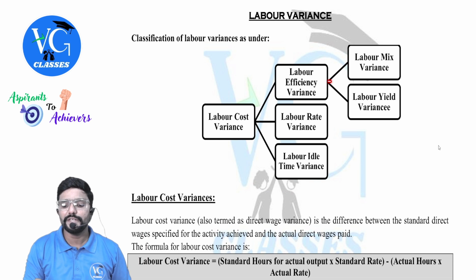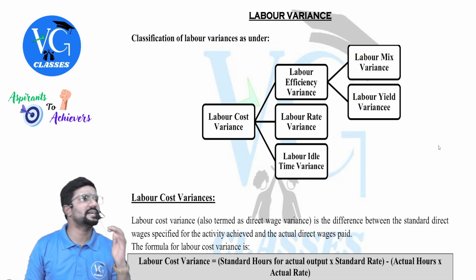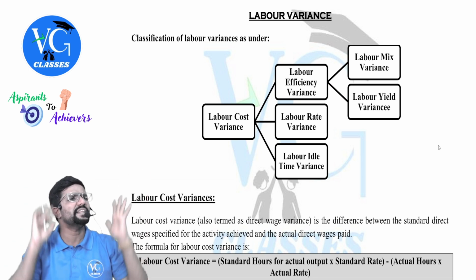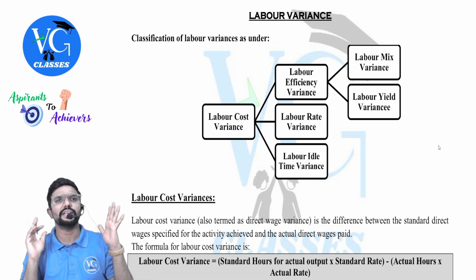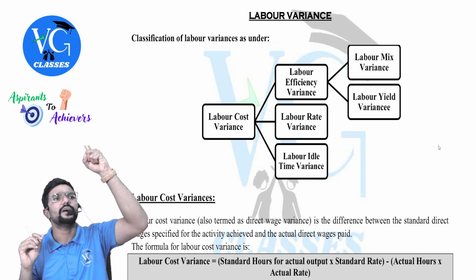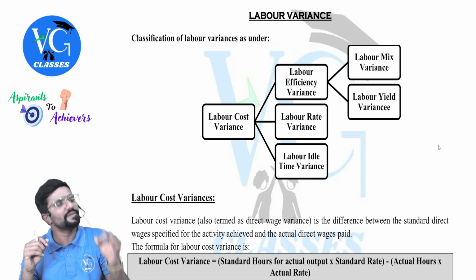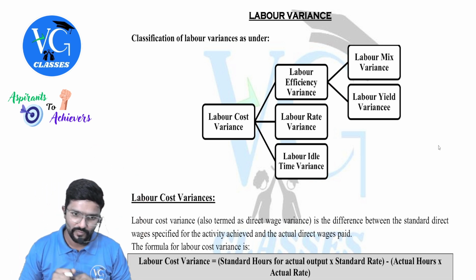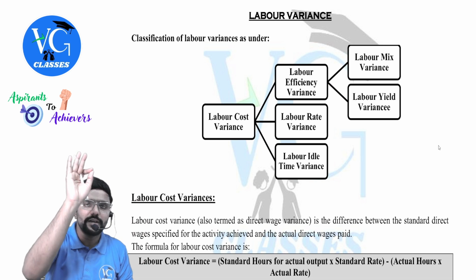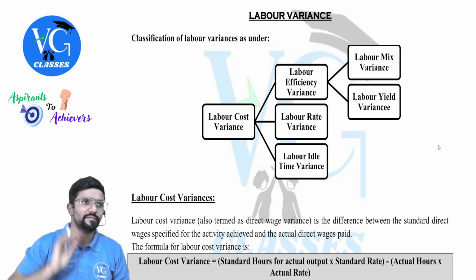Then efficiency can be subdivided into mix and yield, as with material. Instead of quantity, what should we use here? Hours. Instead of price there, what should we use here? Rate. One important point here, which I will highlight.